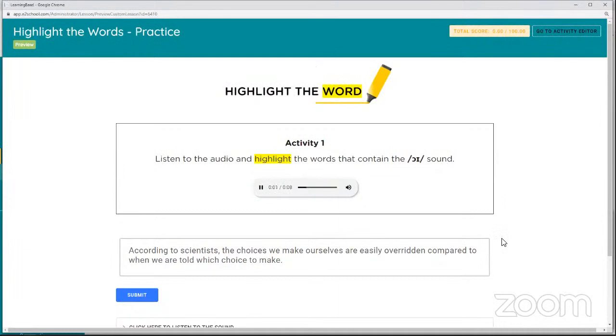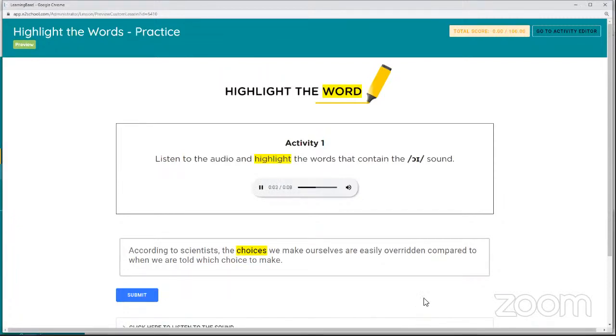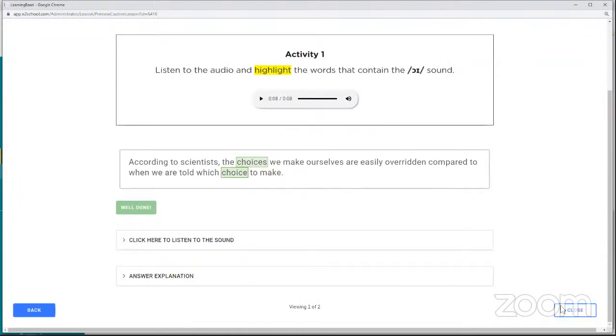According to scientists, the choices we make ourselves are easily overridden compared to when we are told which choice to make. Yes.